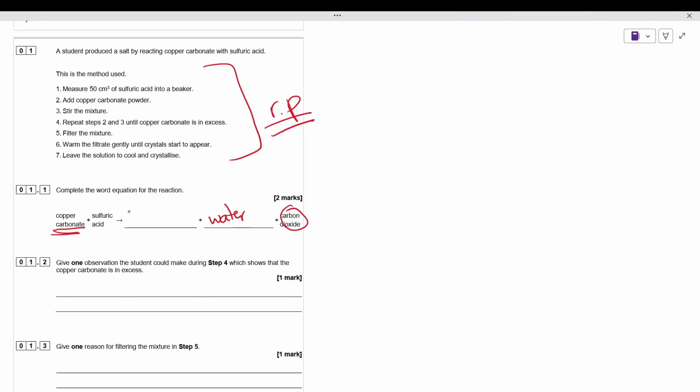Okay, now we need to name our salt. Now, I usually go about naming salts based on a first name, last name basis, right? So first name is always the metal, and second name is always based on the acid that is used once you're reacting it with an acid. Okay, so we know that copper is our metal, so that is going to be copper. And we're using sulfuric acid, so that last name is going to be sulfate. Right, so our salt is going to be copper sulfate.